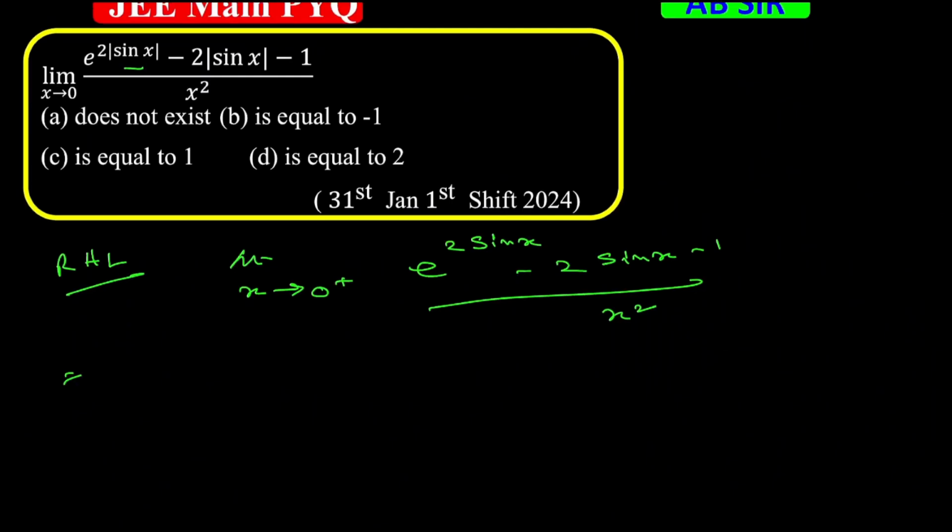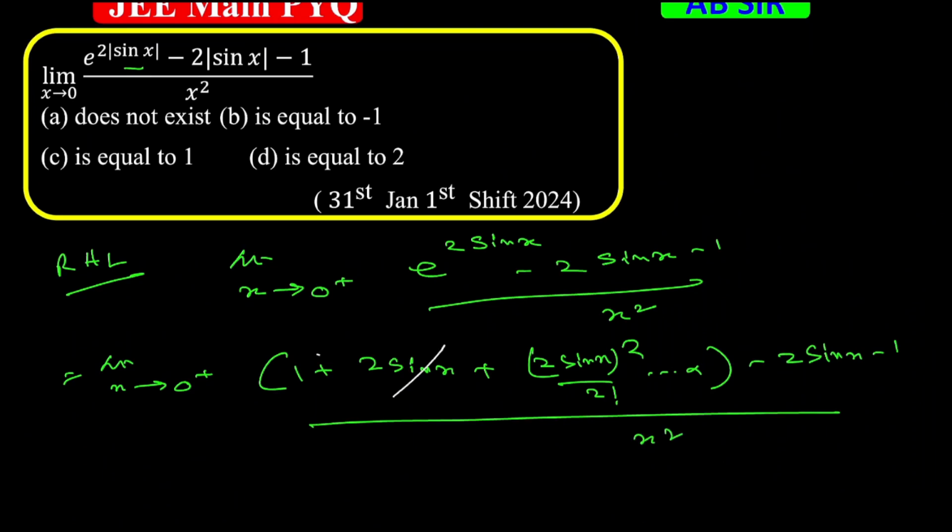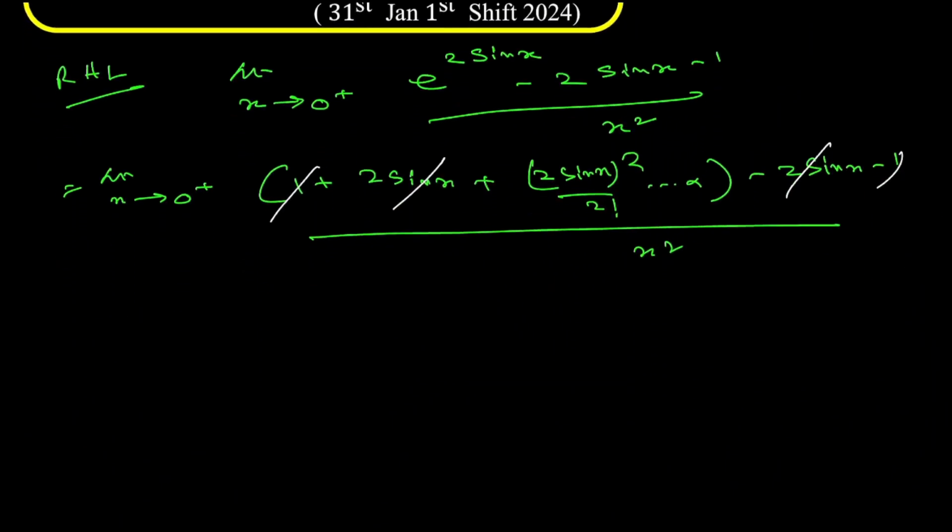That is limit x tends to 0 plus, 1 plus x, where x means here 2 sin x. So 1 plus 2 sin x plus (2 sin x) whole square by 2 factorial, continuation, minus 2 sin x minus 1. The denominator is coming to be x square. And we are seeing that 2 sin x plus 1 is getting cancelled. And now what are we getting?